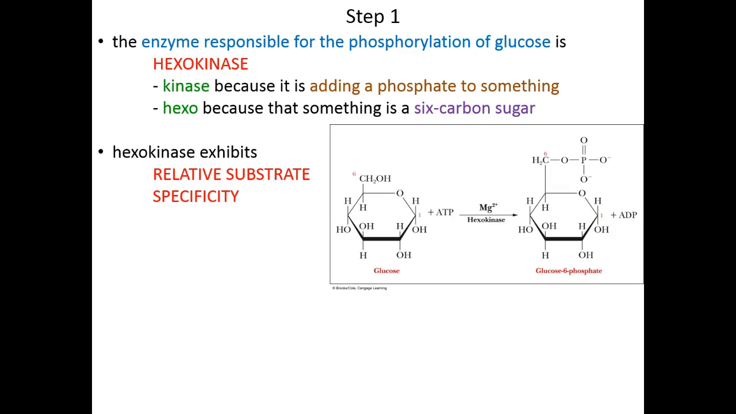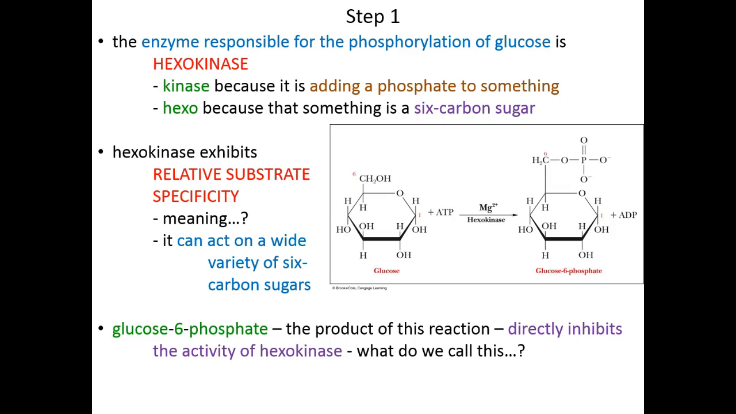Hexokinase exhibits the property that we've discussed before called relative substrate specificity. The reason why this enzyme is not called glucokinase, but is called hexokinase, is because this enzyme can act on more than just glucose. This enzyme has an affinity for many different 6-carbon sugars, of which glucose is one, so it has relative substrate specificity. It's pretty promiscuous. It'll phosphorylate glucose, but it'll phosphorylate other 6-carbon sugars as well. So relative substrate specificity, because it doesn't have just one substrate, it can choose from a limited number of different substrates.